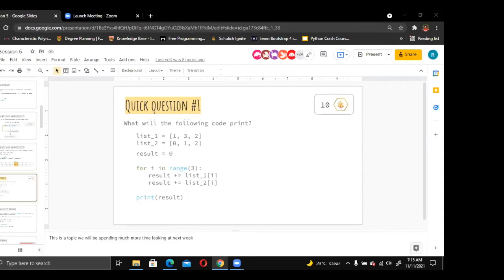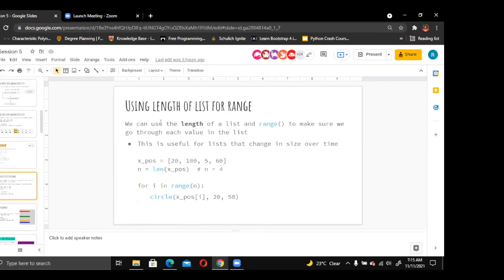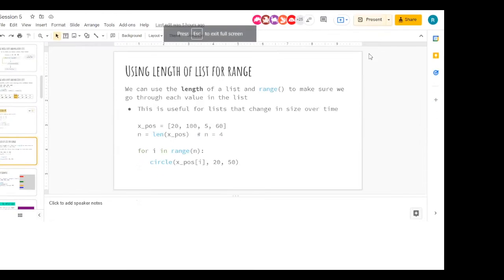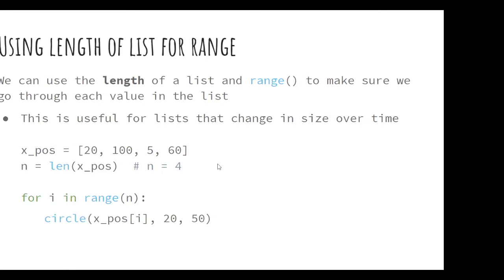Okay, next, how we can use, okay, let me switch to present mode. Okay, so using the length of a list for range, okay? So we can use the length of a list and the range function to make sure we go through each value in the list. So this is useful for a list that changes in size over time.